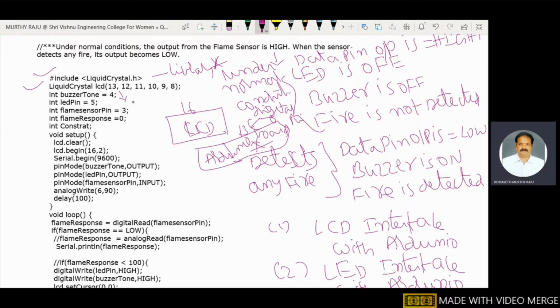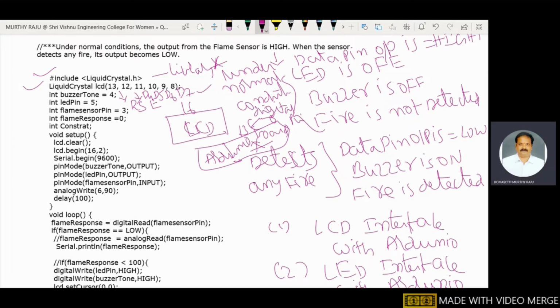13 is generally used for RS, register select. 12 is used for enable connectivity to the LCD. RS is the register select pin of the LCD. E is the enable pin of the LCD. 13 is a digital pin of the Arduino board. 12 is also a digital pin of the Arduino board. 11, 10, 9, 8 are digital pins of the Arduino board connected to the D4, D5, D6 and D7 data pins of the LCD.